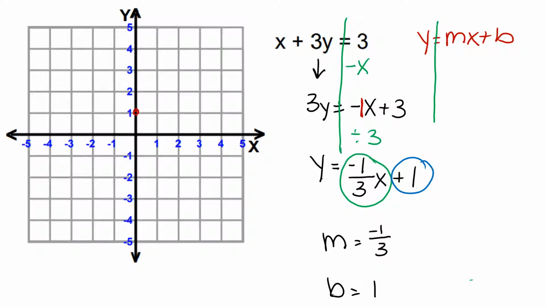We start by graphing the b value, the positive 1, on the y-axis, the line that runs straight up and down. And then we're going to go ahead and graph our m value, our slope. Our slope is negative. That tells us to go down, and then always to the right-hand side.